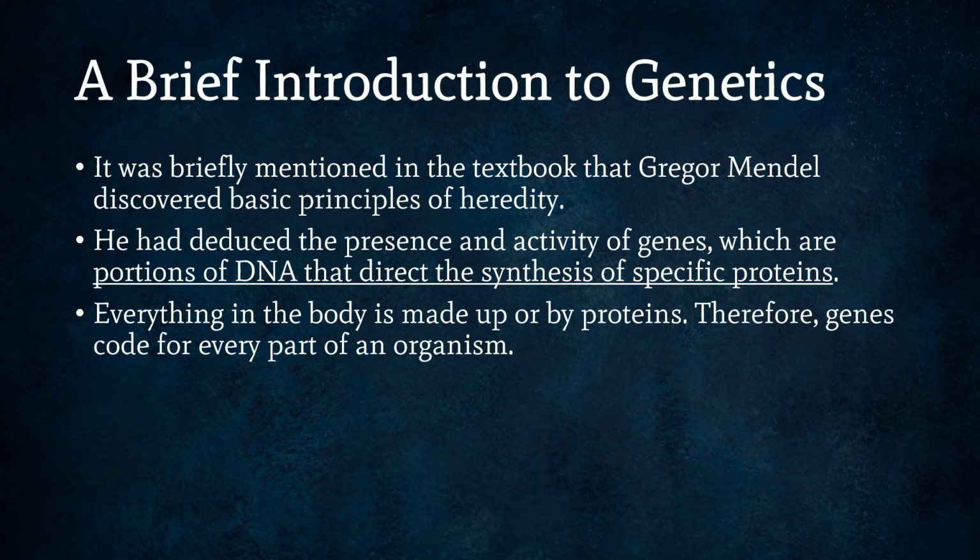Okay, it was briefly mentioned, probably in your textbook, that Gregor Mendel discovered basic principles of heredity. He had deduced the presence and activity of genes, which are portions of DNA that direct the synthesis of specific proteins. So let's clarify the difference between genes and DNA. Well, there isn't really a big difference, but a gene is basically a segment of DNA that does something. Here you have a more specific definition: a portion of DNA that directs the synthesis of specific proteins. So there are different genes that do different things. Some genes make proteins, some genes regulate, but a gene is basically a functional portion of DNA.